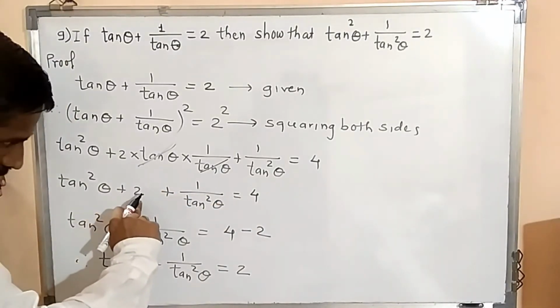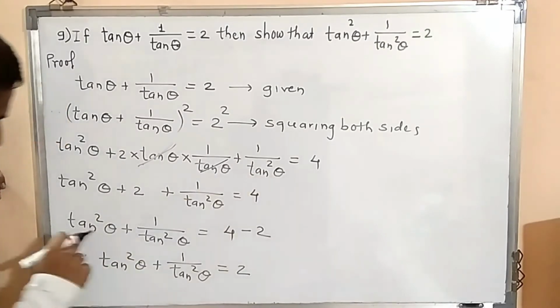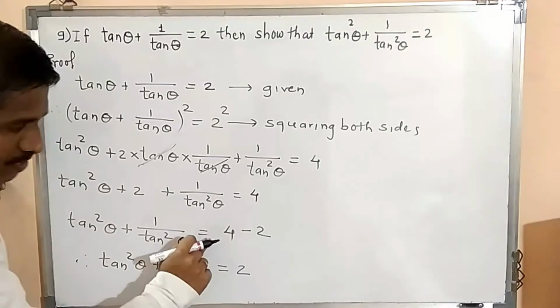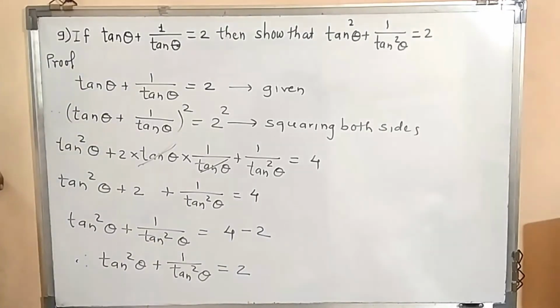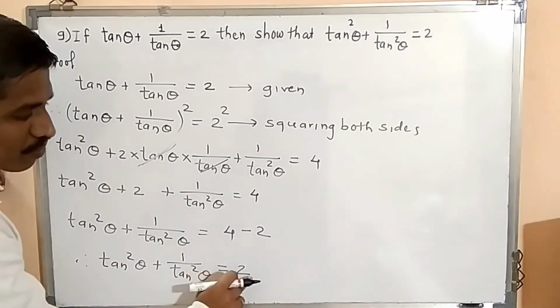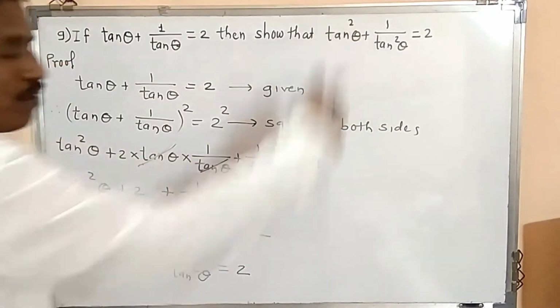So I will transfer this 2 to the right hand side. So it will become tan square theta plus 1 upon tan square theta is equal to 4 minus 2. So what will I get? Tan square theta plus 1 upon tan square theta is equal to 2, which we have proved.